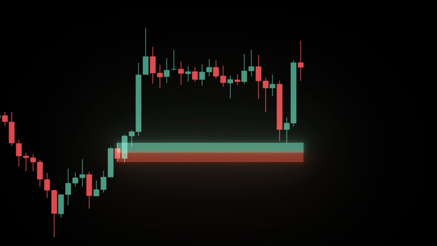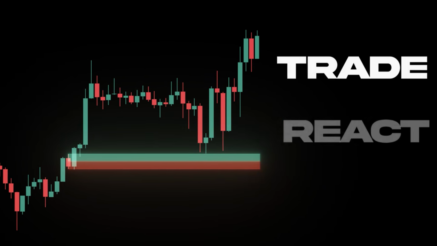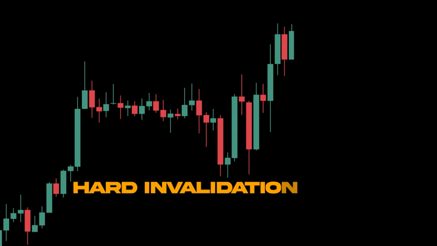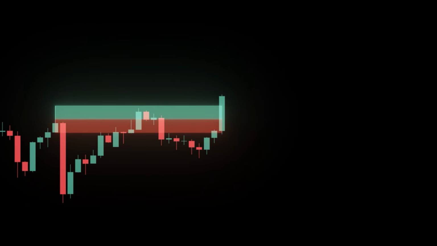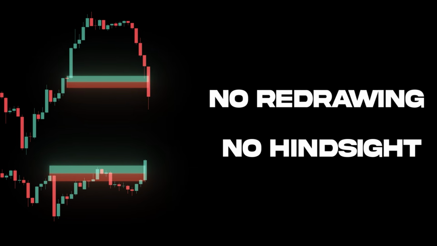Once the zone is created, it extends forward in time, and price can trade inside it, react off it, or rotate around it. But there's a hard invalidation rule. For a bullish order block, a clean close below the zone invalidates it. For a bearish order block, a clean close above kills it. No redrawing and no hindsight adjustments.